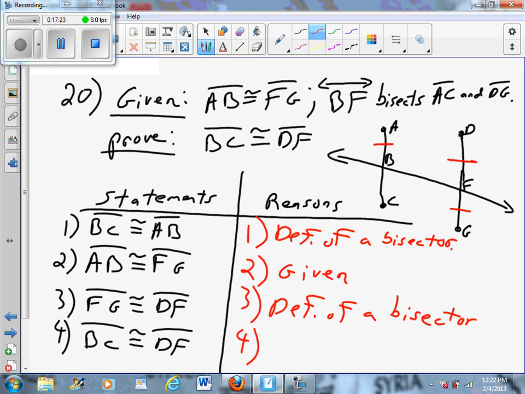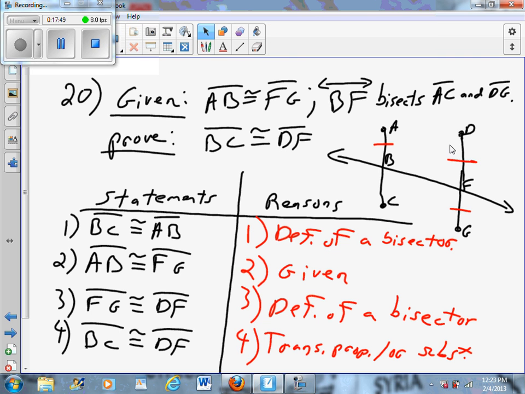Now, what justifies me going ahead and stating that BC is congruent to DF? What property of equality? That would be one. What would be the other? Transitive. Yeah. So I could state either the transitive property or substitution. Either one of those would work.